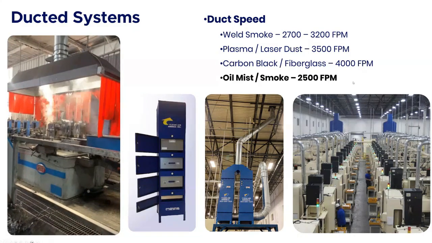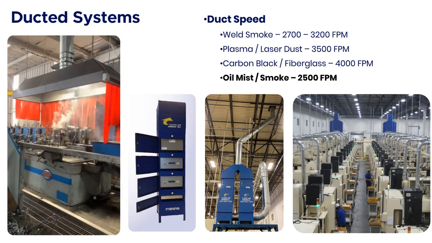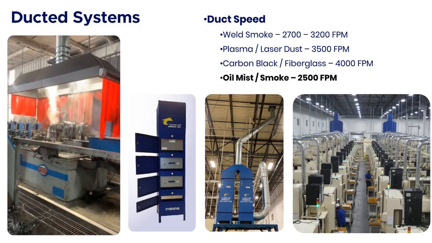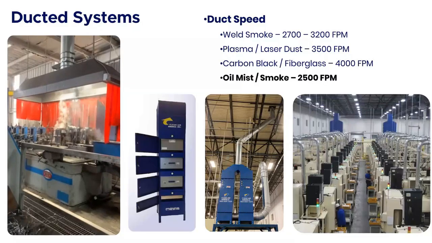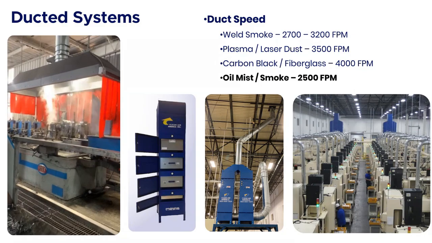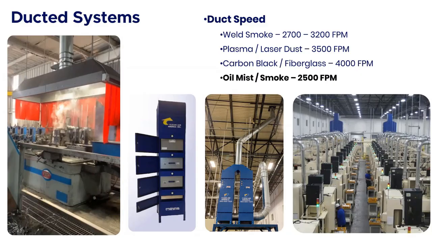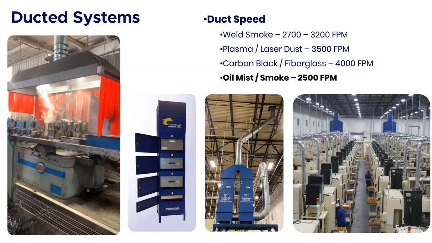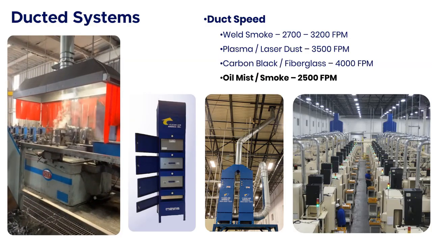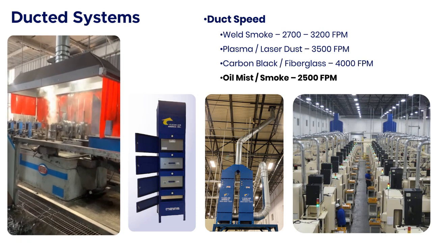Just a quick note on duct speed for any of you who are familiar with filtration. For weld smoke, your duct speed is 2,700 to around 3,200 feet per minute. For plasma and laser dust, you want to speed that up a little bit because it's a bigger particulate, so we speed that up to around 3,500 feet a minute. That's what we try to target in the duct. For your carbon black, your really big stuff, fiberglass, where you want to make sure there's no fallout in that duct, you run that up to around 4,000 feet per minute. Oil smoke is really between 2,200 and 2,500 feet per minute.